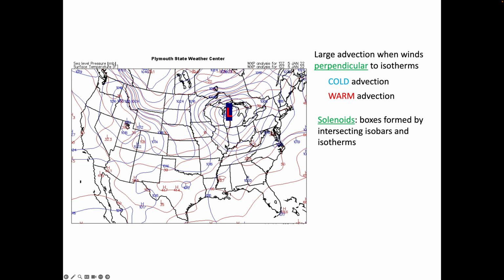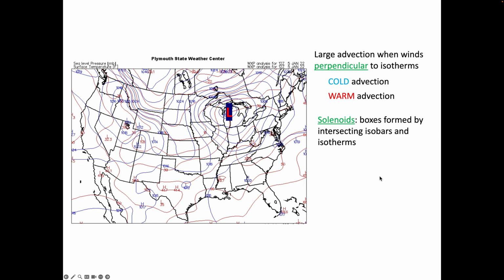So where you have solenoids, you basically have fairly strong flow because the isobars are close together. And you have fairly strong temperature advection because the isotherms are also packed relatively close together. And so the wind is very efficiently able to transport air with one temperature characteristic to a region with a different temperature characteristic. Again, cold in the Midwest, warm in the Northeast and southern Canada.